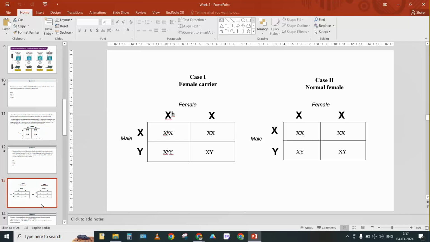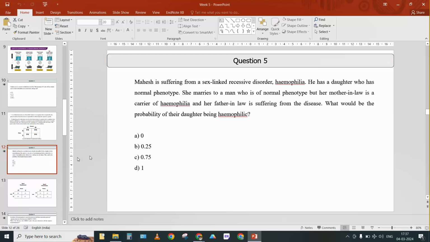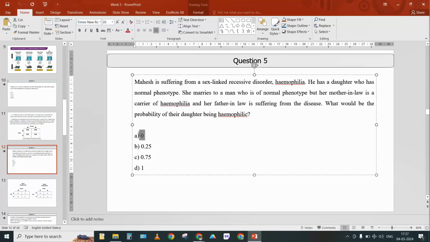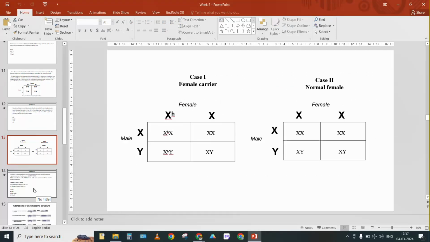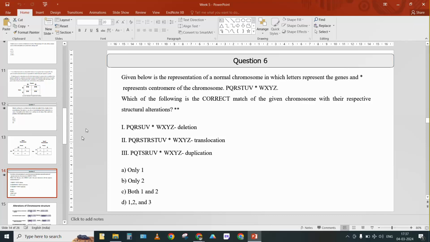So coming back to the question, after all these theories and calculations, the probability of the daughter being hemophilic is 0%. So the correct answer for question 5 is option A, that is 0%. So 0% is the probability of the daughter being hemophilic. Coming to the next question, that is question 6.